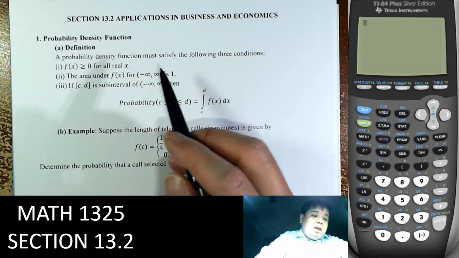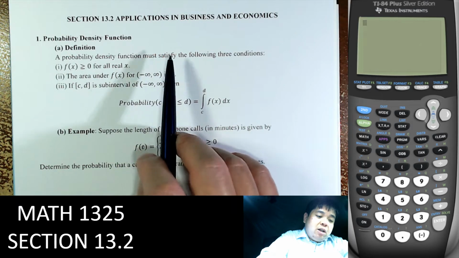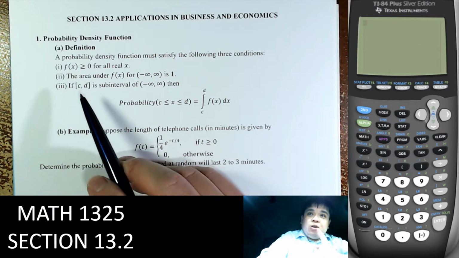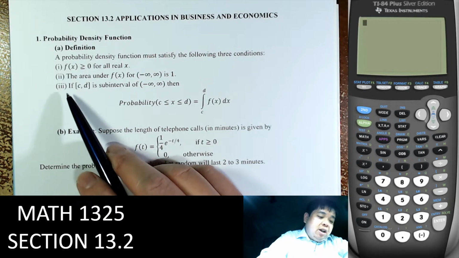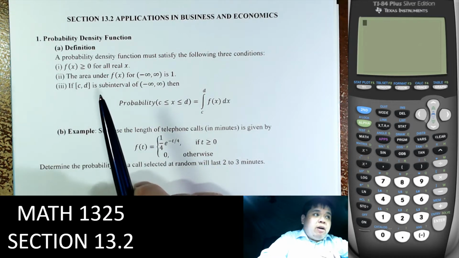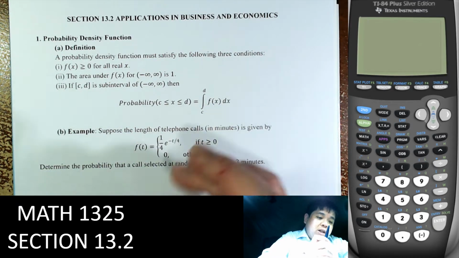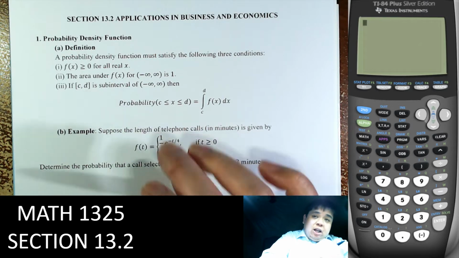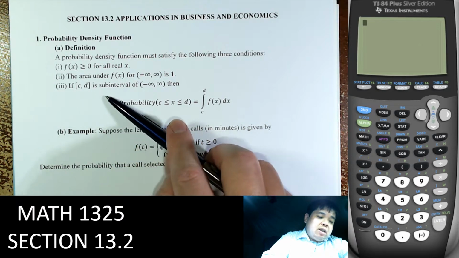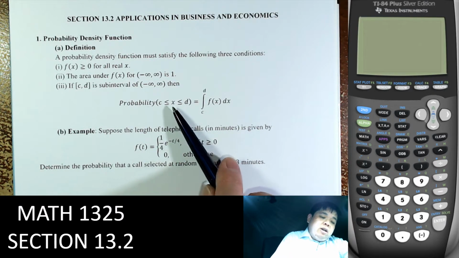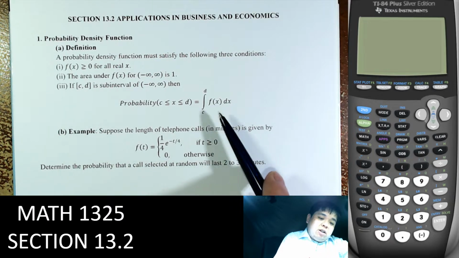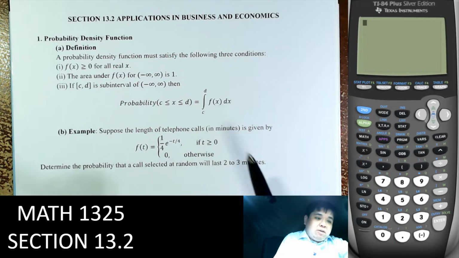A probability density function must satisfy the following three conditions. It has to be positive, so that's good. So this area under the curve works perfectly. The area from negative infinity to infinity is going to be 1. So the total probability has to be 1, and each one of them has to be positive. And if [C, D] is a subinterval, then the probability from C to D of a certain function is going to be the integral from C to D of that function.